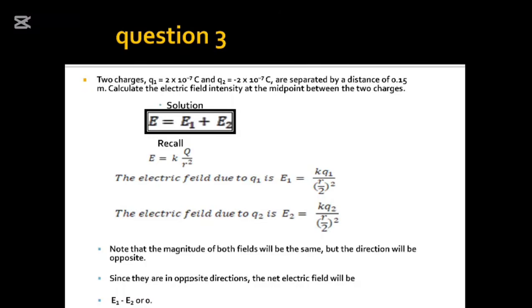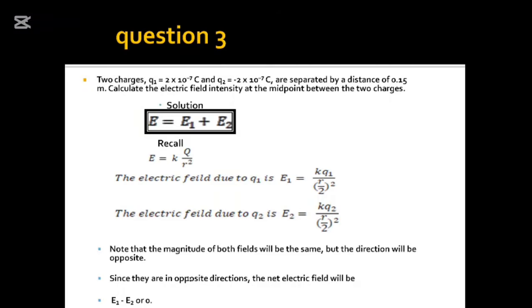Somebody may say, why R over 2? It is R over 2 because we are looking for the electric field at the midpoint. That means the distance given is now divided by 2. When you say midpoint, you mean half, the center point. If your full range is 4, the midpoint of 4 is 2. That means it's 4 over 2. That's what we are talking about.